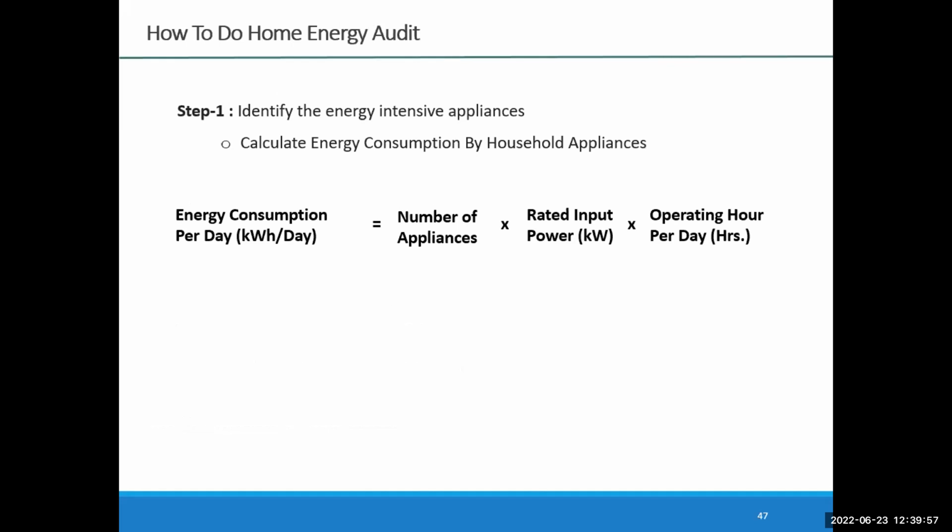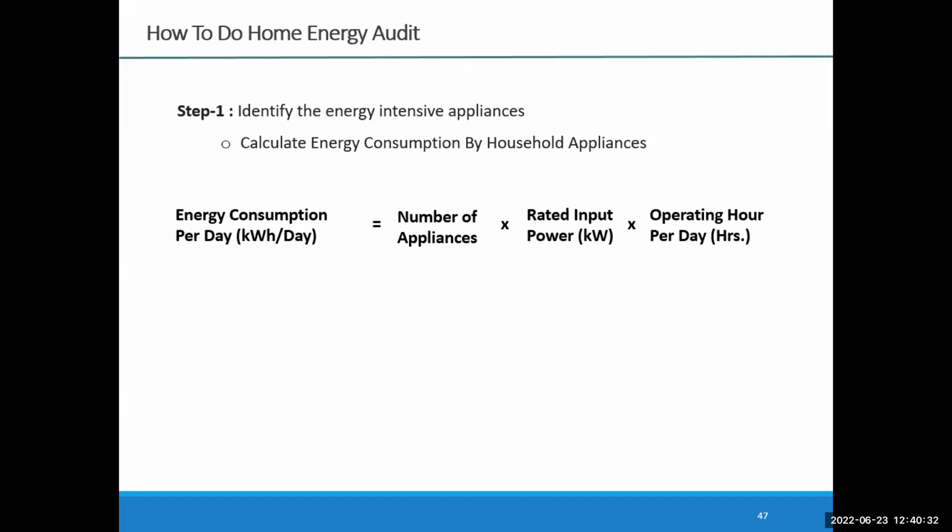As I explained, in step 1, we will be trying to identify the energy intensive appliances. Once you list down the different appliances present in your household, you can also make a chart with the name of each appliance and the quantity of that particular appliance available. Say, for example, lights: it is 5 lights or 10 lights, multiplied by the rated wattage.